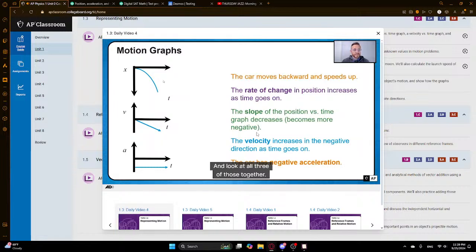Look at all three of those together. Again, we see here that we have a downward curve. We put the 2 dots there. That face would be frowning. That's negative curvature, telling me I have a negative acceleration. Same thing with the velocity here. It's a negative slope, negative acceleration.